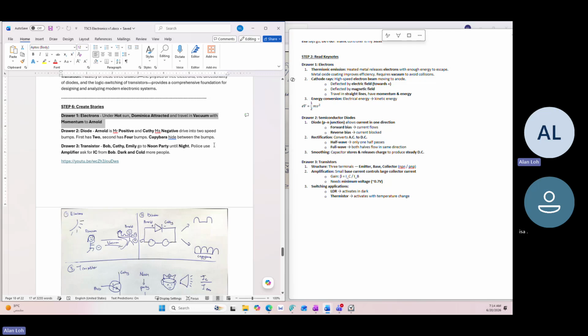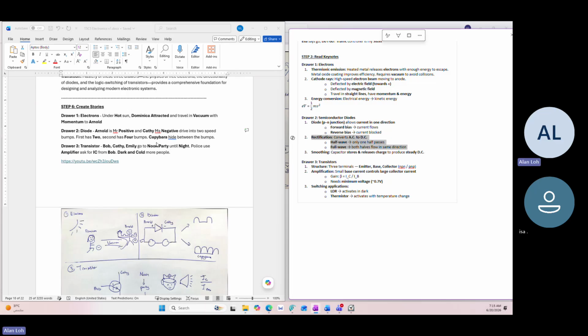Okay, I know it's a silly story, but that is the point. We need to create emotions for you to be able to have this long-term memory. For drawer number two, we have the anode, which is positive, and then we have the cathode, which I represent as Kathy, which is negative. They drive into two speed bumps. The first one has two bumps, and the second one has four bumps. So this is talking about the half wave and the full wave. You remember the graph? The half wave has two bumps, and the full wave has four bumps.